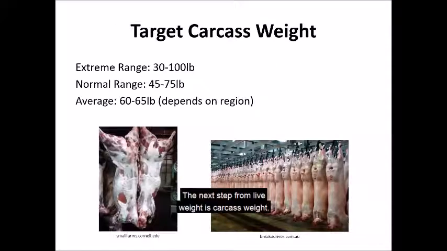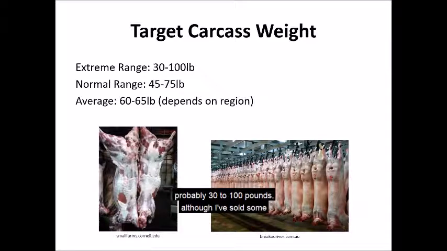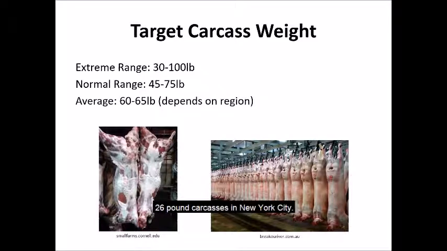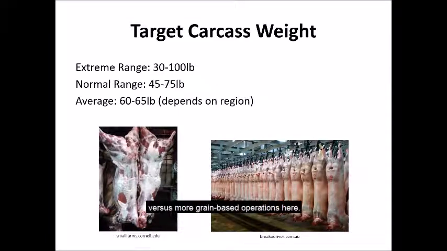Okay. The next step from live weight is carcass weight. And many times, carcass weight is the pay basis for lambs marketed locally here. Okay. The extreme range in carcass weight is probably 30 to 100 pounds, although I've sold some 26-pound carcasses to New York City. Normal range is certainly narrower than that, 45 to 75 pounds, and that's probably the difference between more grass-based versus more grain-based operations here.